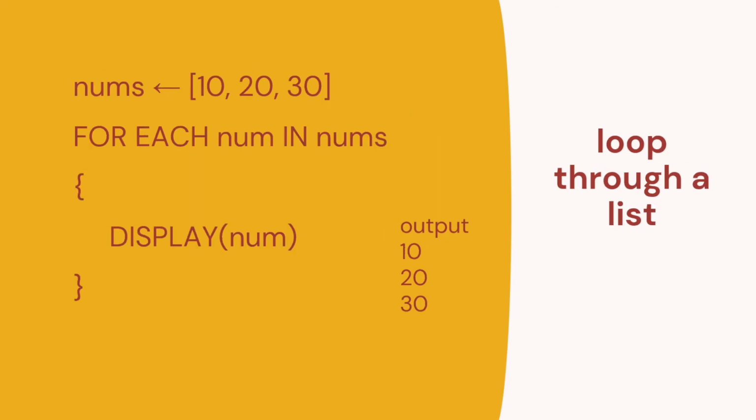Here's an example where we loop through a list. We've got for each number in nums. So num in nums, display num, that prints each number. So we're looping through the list.